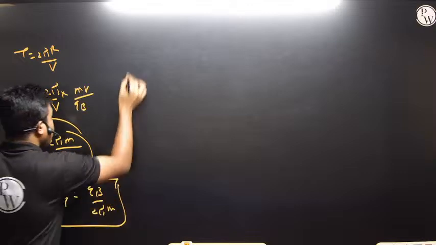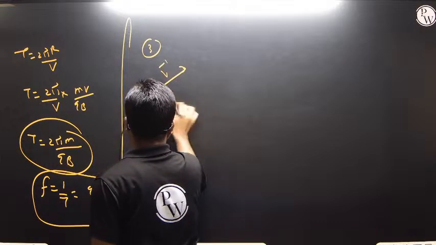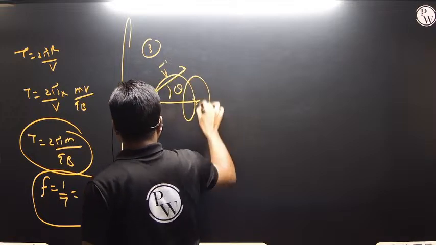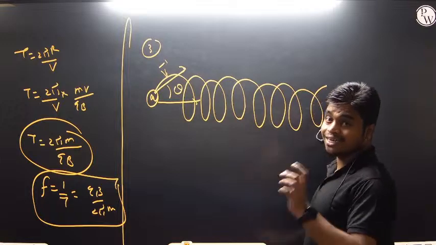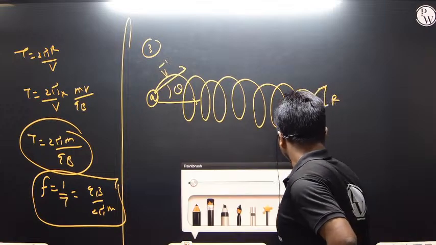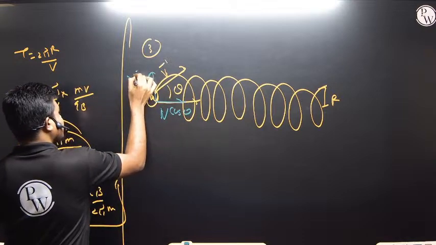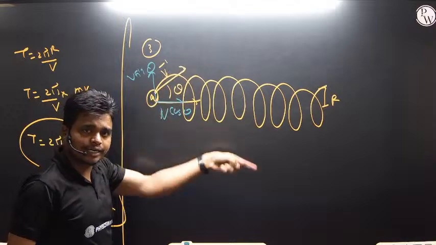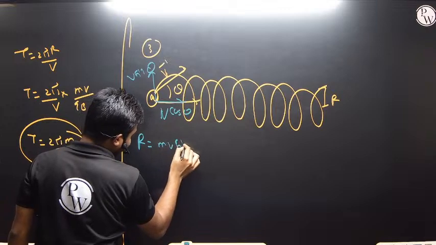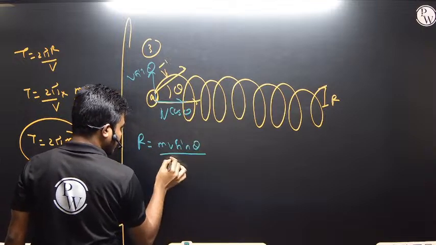Third case, when the charged particle is moving with some velocity at some angle theta to the magnetic field. In that case, the charged particle will do what kind of motion? It will do helical motion, a helical path. It will have two components: one along the field direction, that is v cos theta, and one perpendicular, that is v sin theta. The v sin theta tries to rotate it, and v cos theta takes it forward. So the radius of this path is mv sin theta divided by qB, where q is the charge and B is the magnetic field.